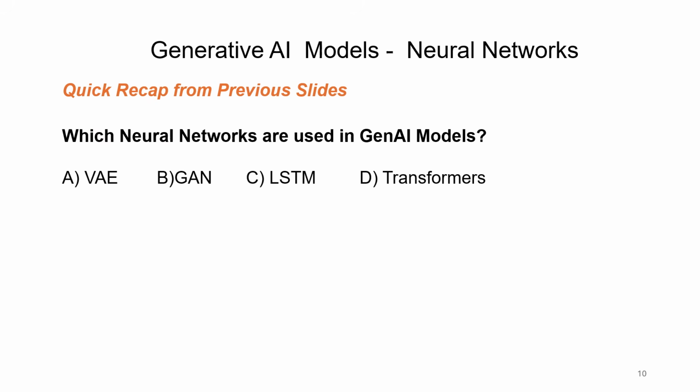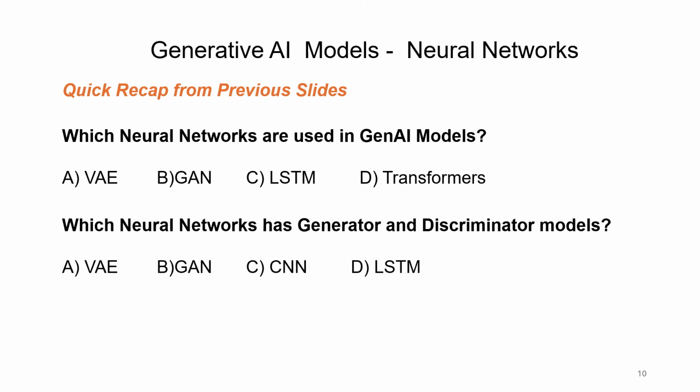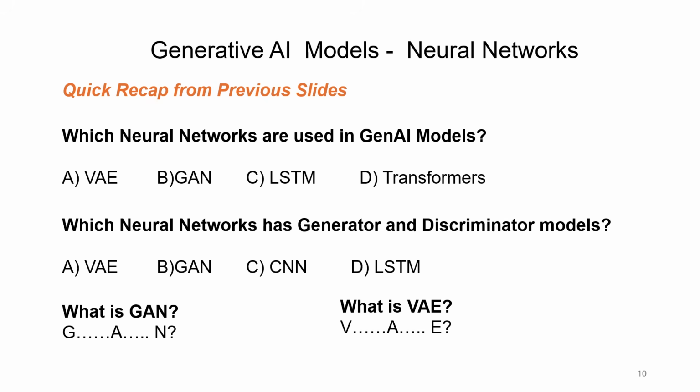Which neural networks are used in Gen AI models? VAE, GAN, LSTM, transformers. Which neural network has generator and discriminator models? VAE, GAN, CNN, LSTM. What is GAN and what is VAE? Are you ready with the answers?